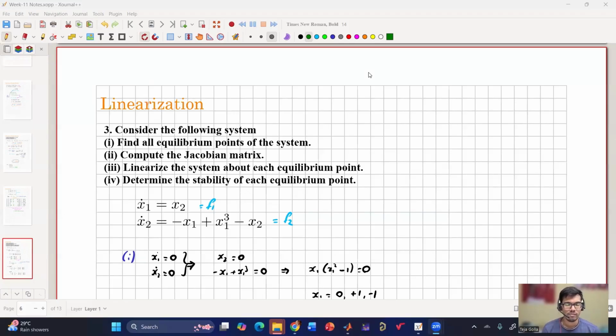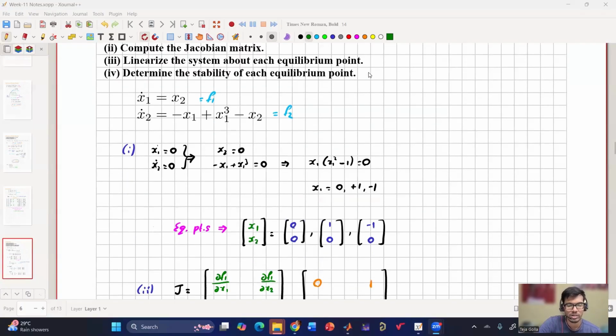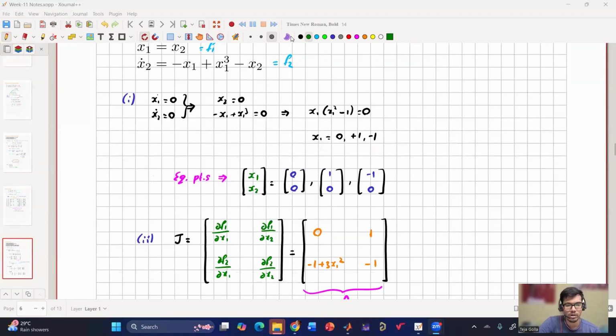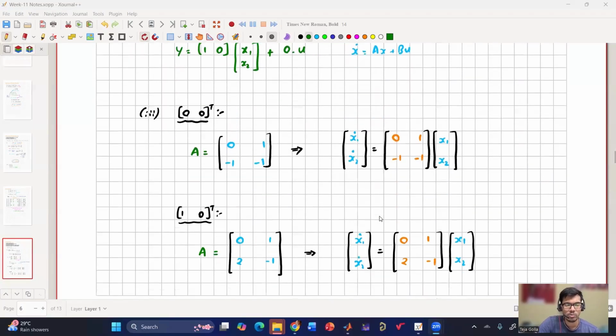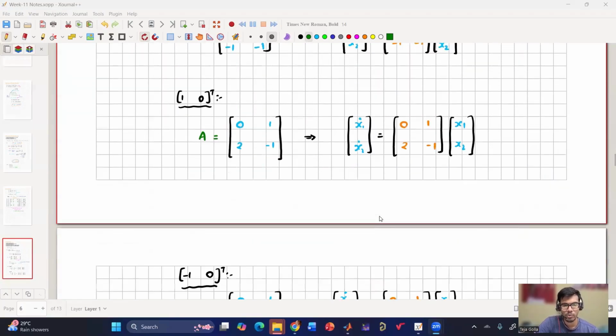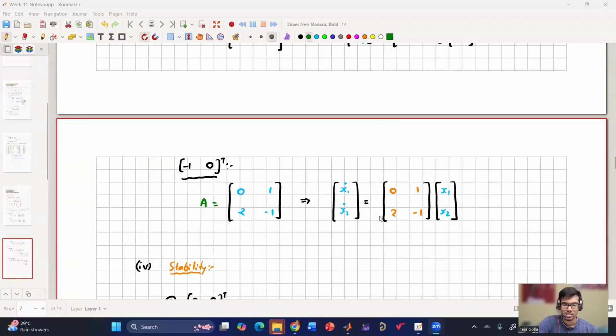So here we have been given another question where it is a non-linear system. First we have obtained the equilibrium points, and there are three such equilibrium points. Then we have calculated the Jacobian matrix, and we have seen it's a function of x1. Then we have calculated this Jacobian matrix for each of these equilibrium points. So we got the linearized state space model around that equilibrium point. So the state space model will vary around the equilibrium point.